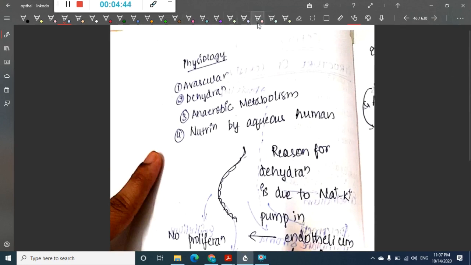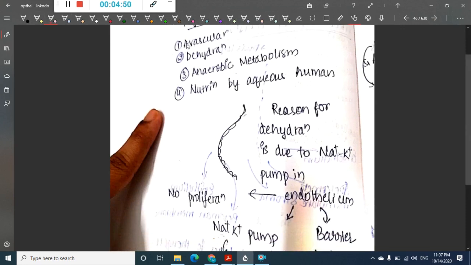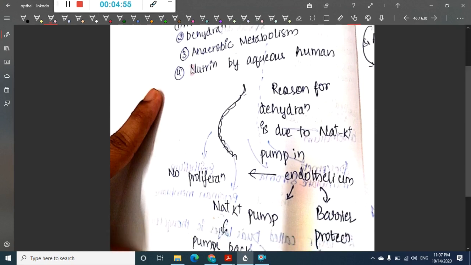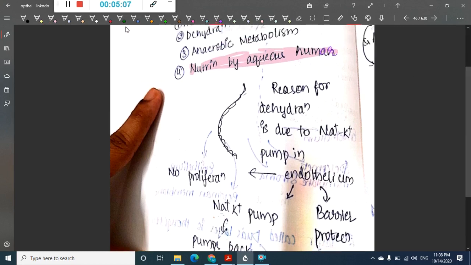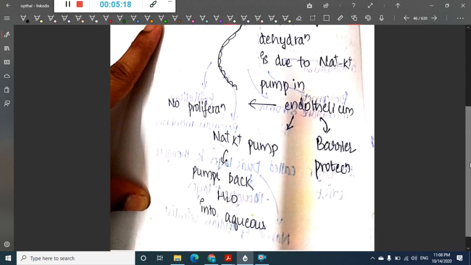Now the physiology of cornea. As I have already said, cornea is avascular, dehydrated, and has anaerobic metabolism. It acquires nutrition from the aqueous humor. This is humor, not human. And why is cornea transparent? I have already told you. It is because of the stromal fibers, the sodium potassium pump, and dehydration. All the factors which we have already dealt with are responsible for transparency of cornea.